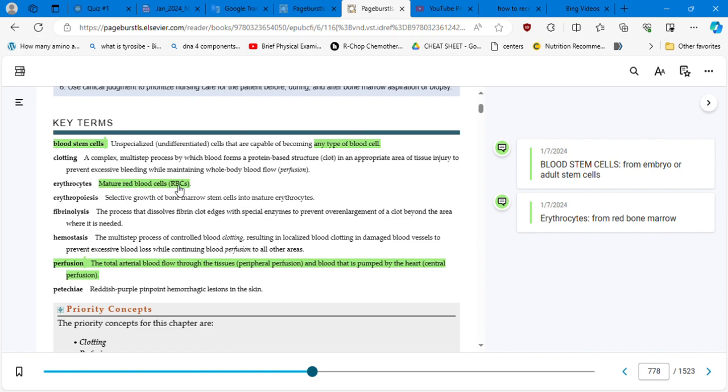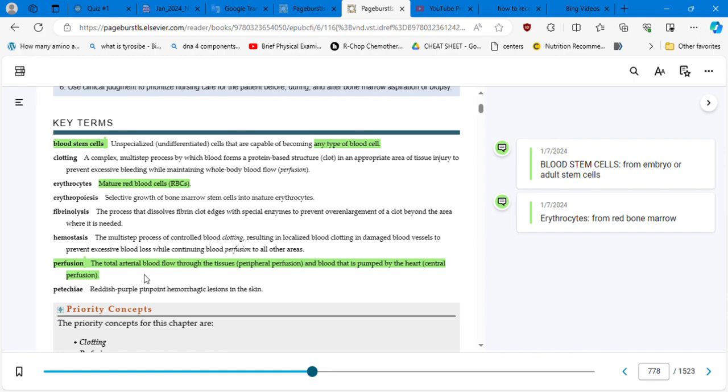Erythrocytes, mature red blood cells. Erythropoiesis is a selective growth of the bone marrow stem cells into mature erythrocytes. Fibrinolysis, the process that dissolves fibrin clot agents with special enzymes to prevent overenlargement of a clot beyond the area where it is needed. Hemostasis, the multiple-step process of controlled blood clotting, resulting in localized blood clotting in damaged blood vessels to prevent excessive blood loss while continuing blood perfusion to all other areas.